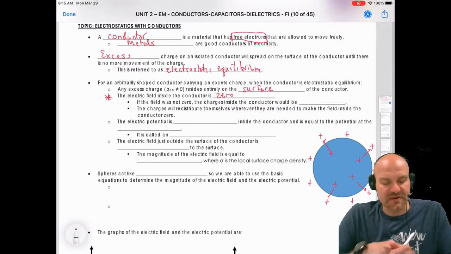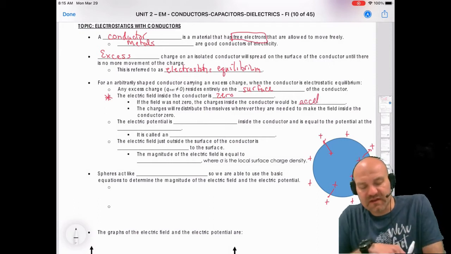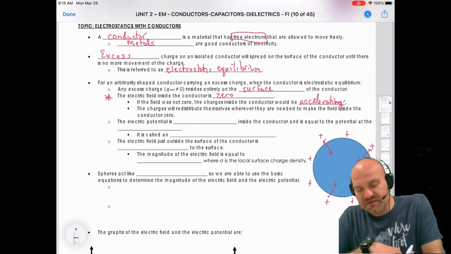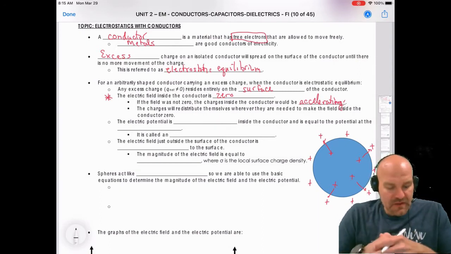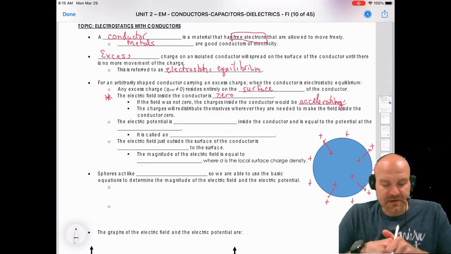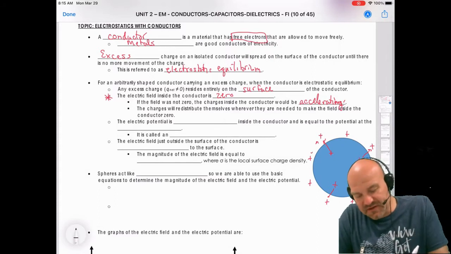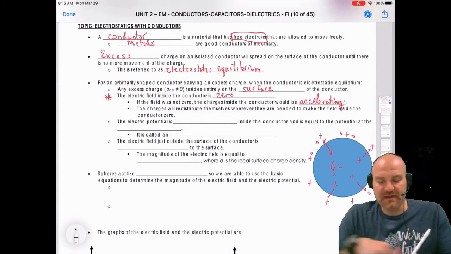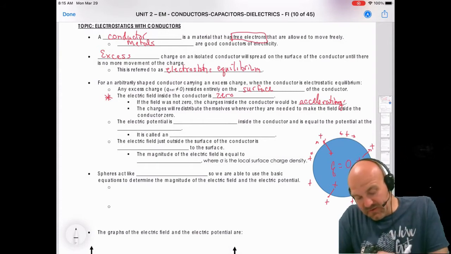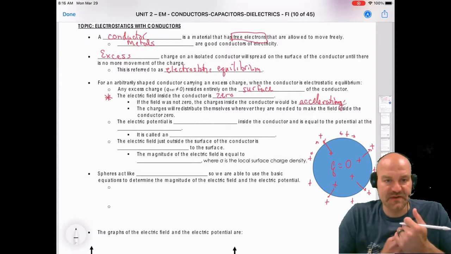If the field was not zero, the charge inside the conductor would accelerate, right? Because now you're going to have a net force. So the charges will redistribute themselves wherever they are needed to make the field inside the conductor zero. So these are going to move around and say, okay, I want to move here, I want to move there, because I want the Q inside to be zero.